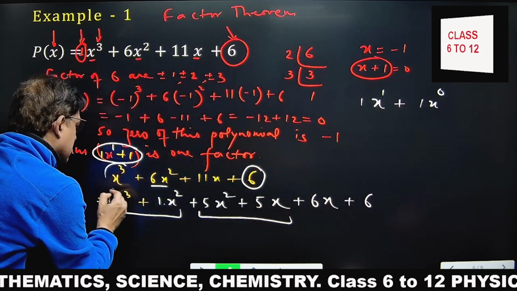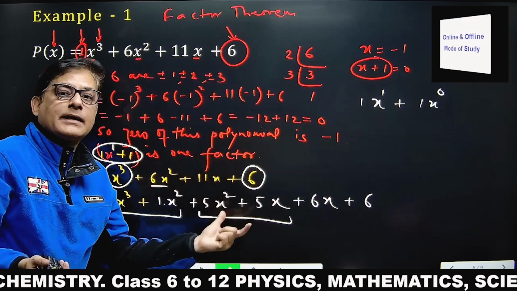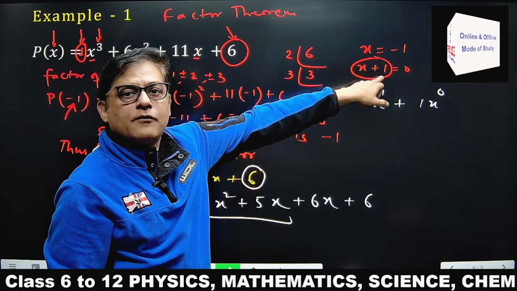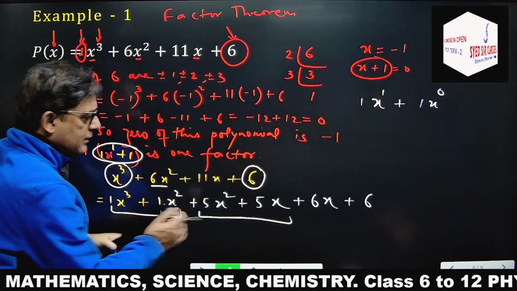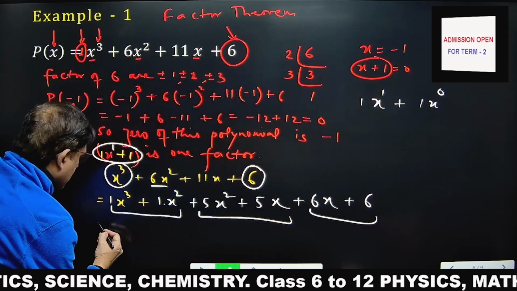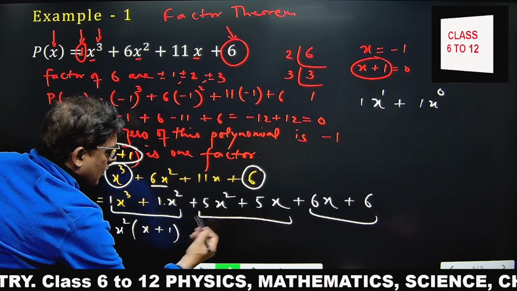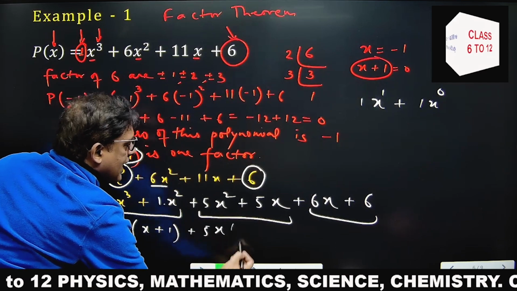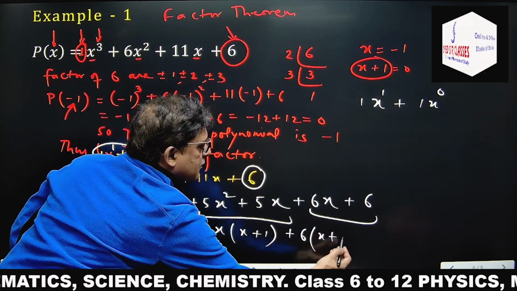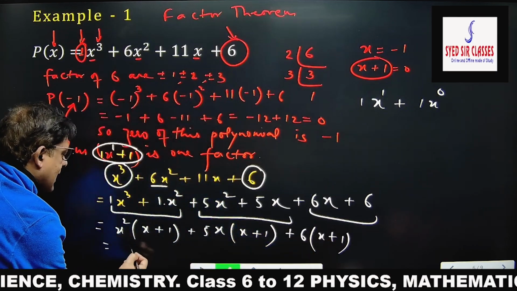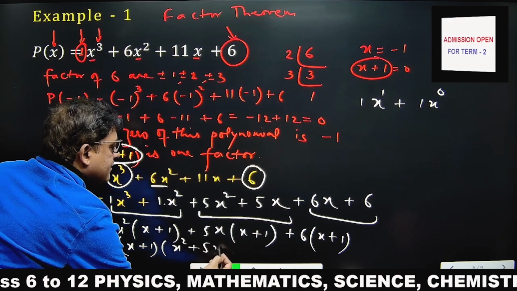So first and last term you write as such. In the middle, the middle terms you are bifurcating on the basis of your factor, what you have already obtained by getting 0. This is the third pair, and now you take common x square, x plus 1. What is common here? 5x is common, x plus 1 plus 6 common, it is x plus 1. So finally x plus 1 is common. It is x square plus 5x plus 6.